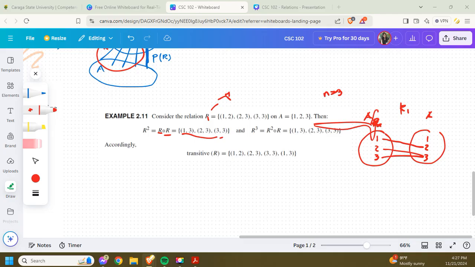Okay, actually the explanation for this is complicated. It is similar to the earlier task. So to get R2, we need to look at the transitive relations of R1. Okay? So in R2, 1, 2 and 2, 3 is a transitive relation, so we can put here 1, 3 in our R2. And then we have 2, 3 and 3, 3, so we can put here 2, 3 in our R2.